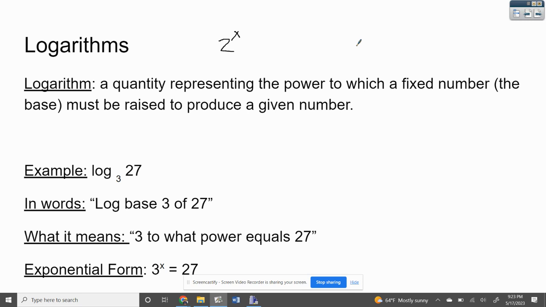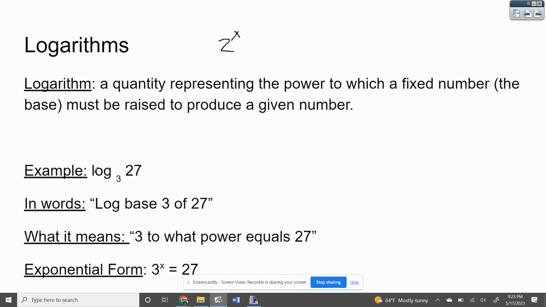And so a logarithm, eventually, once we learn through a lot of this chapter, is going to help us solve exponential equations. It's going to help us get the exponent out of the top, and so we can solve it. But a logarithm is just the inverse of putting something to a power. And so here's what a logarithm looks like.